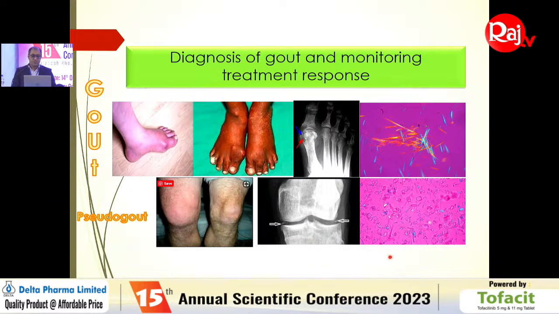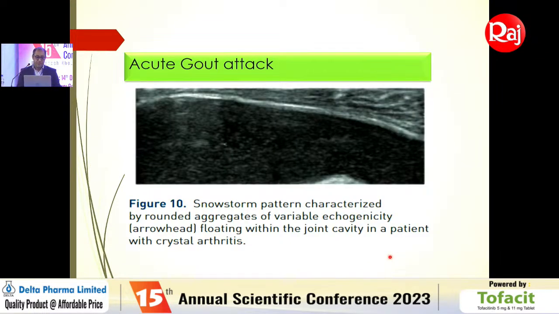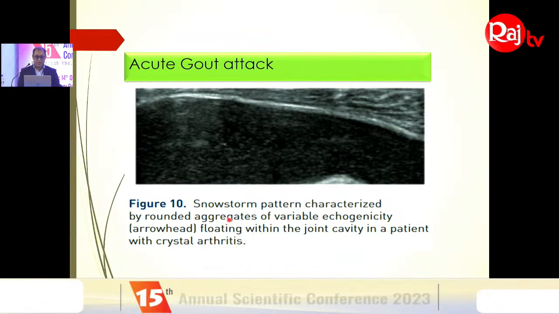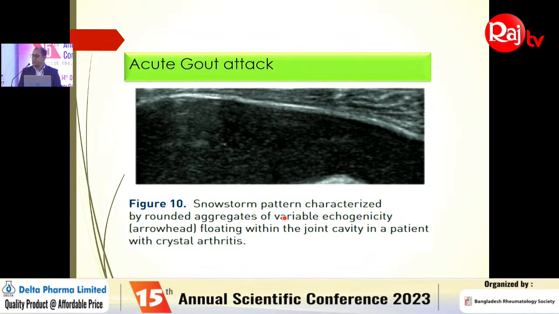There is a role in diagnosis of gout and monitoring the treatment of gout. In acute gout attack, there is snowstorm appearance. We have shown that effusion, that is collection of fluid in joint cavity, is anechoic, but here is the snowstorm appearance in acute gout attack. We know there are differentials in gout. It may be septic, it may be gout or acute inflammation of other polyarthritis, but in case of acute gout, the sonographic picture would be like this.